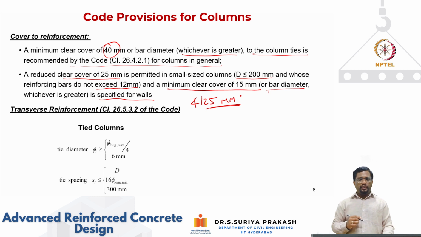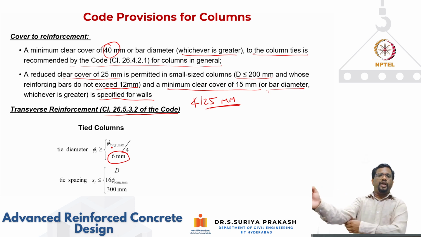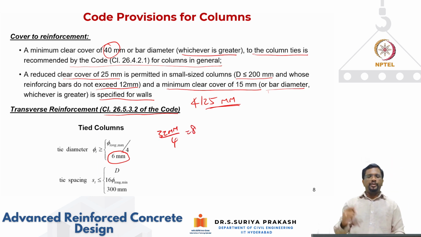So now let's talk about the requirements for your transverse reinforcement. Those provisions are given in clause 26.5.3.2 of your code, where the tie diameter is given. Tie diameter is the transverse reinforcement, also called ties, in square or rectangular columns. Minimum you should use 6, and if the maximum longitudinal bar that I'm using is, for example, 32, then 32 by 4 is 8. So in that case the tie diameter has to be at least 8. In my opinion, you should not use a smaller tie diameter. You should use at least 8 mm ties in your columns.